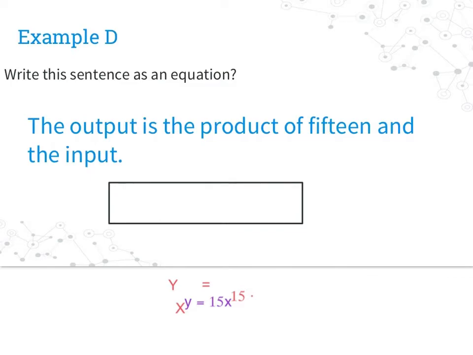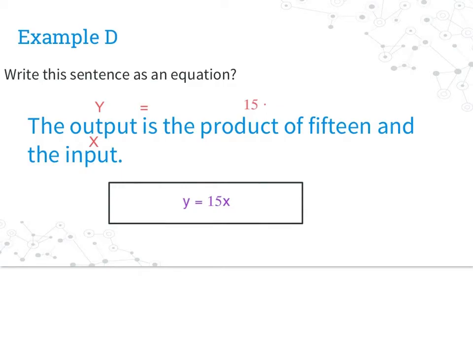Let's look at the last example. Example D says, write the sentence as an equation. Again, the output is the product of 15 and the input. So again, I'm going to write things that I understand. Output equals y. Is means equals. The product, so I know I'm going to have multiplication of 15, so 15 times something, and the input, which is x. So this equation is pretty straightforward. Y equals 15 and the input, so 15 times x is going to be 15x.